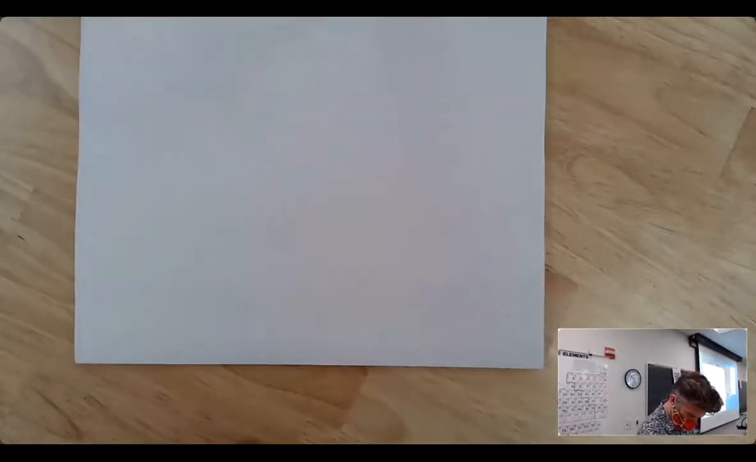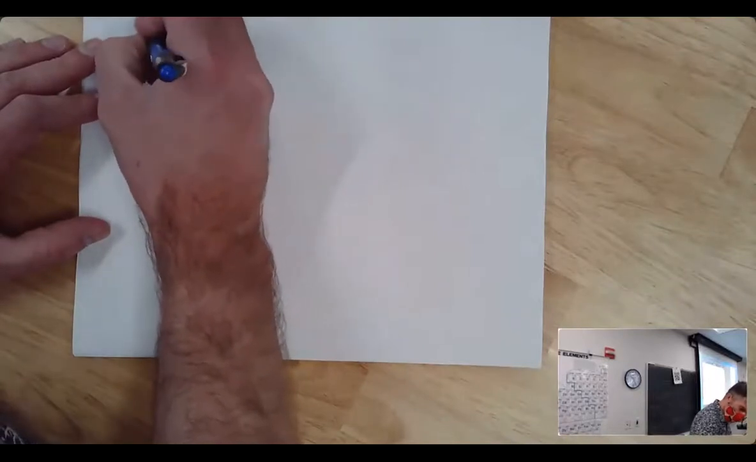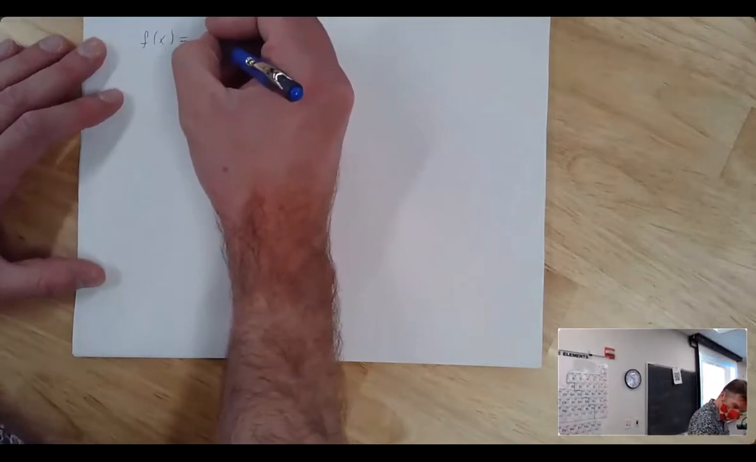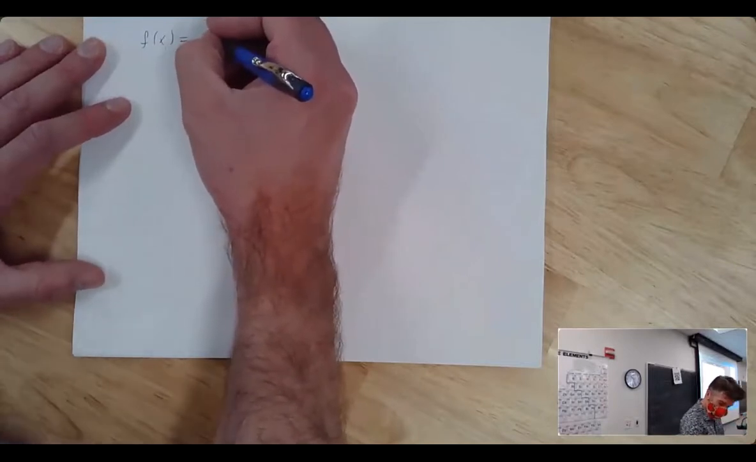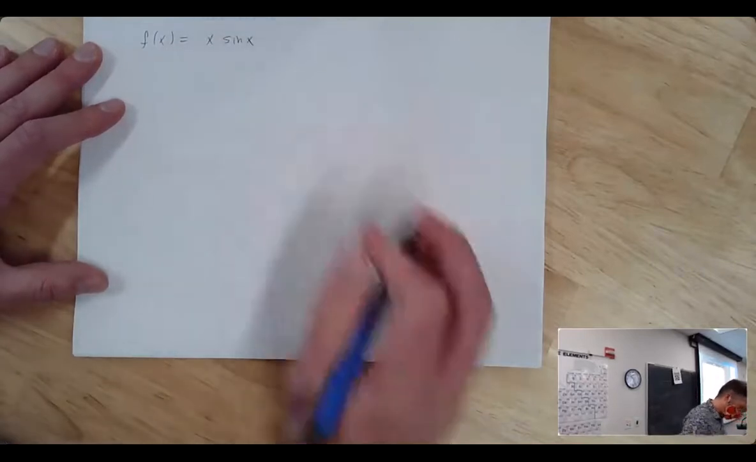So let's look at, oh, here's a good function. Look at f of x equal to, let's see... all right, x times sine of x.